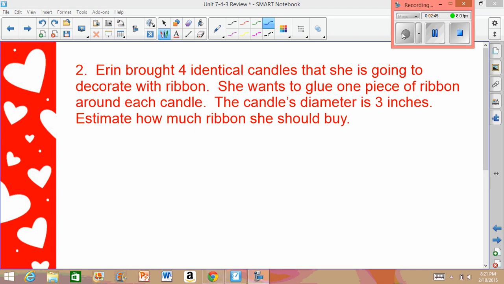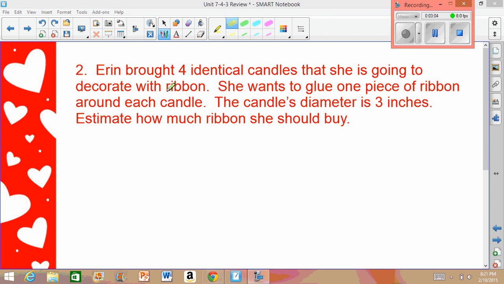All right, moving on to problem number 2. It says Erin bought 4 identical candles that she is going to decorate with ribbon. She wants to glue 1 piece of ribbon around each candle. The candle's diameter is 3 inches. Estimate how much ribbon she should buy.